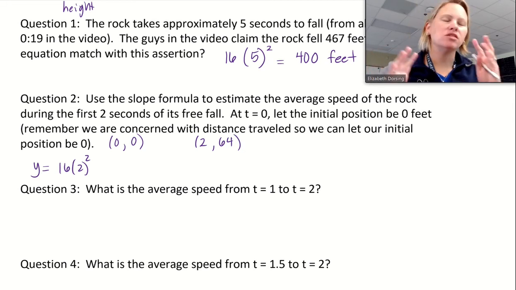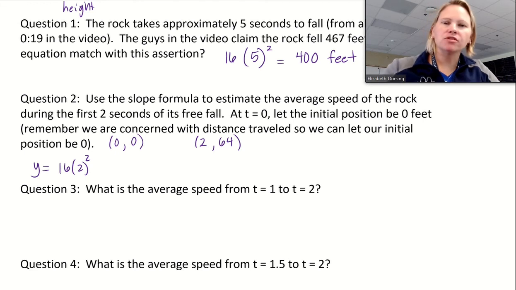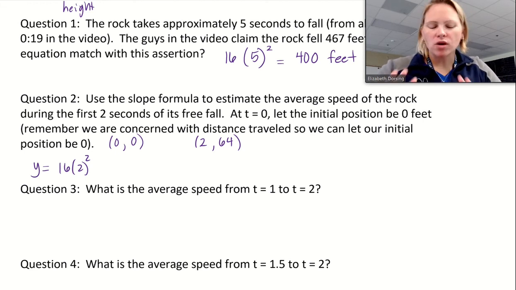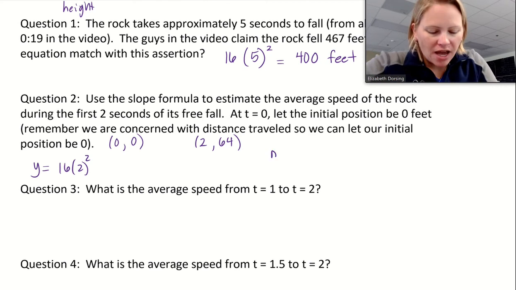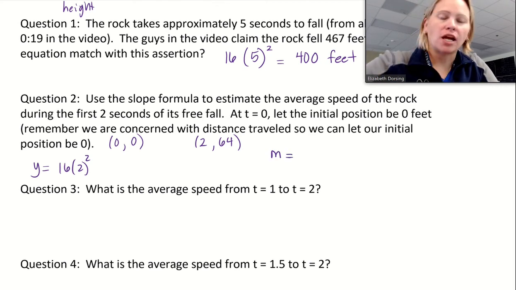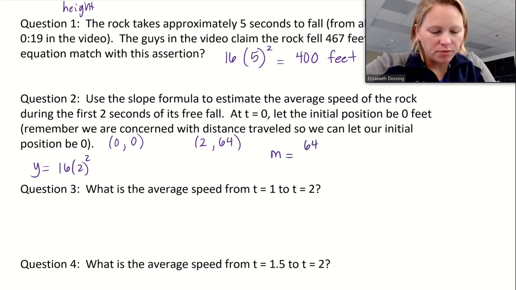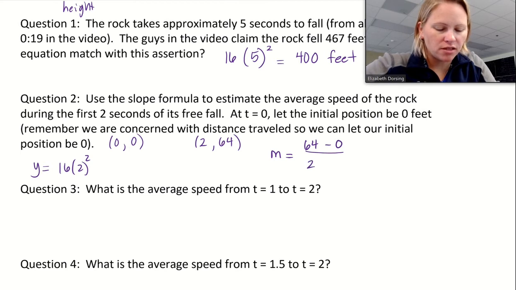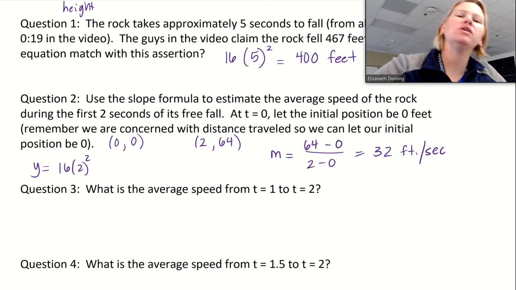Now remember, these are all estimations. We probably have some other physics things going on, but we're going to make some basic assumptions just to keep the math a little bit simpler. So the average speed during the first 2 seconds can be found by taking the slope between these 2 points. So 32 feet per second is the average speed of that rock.